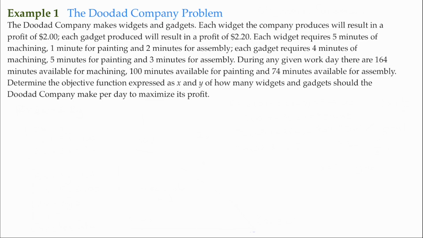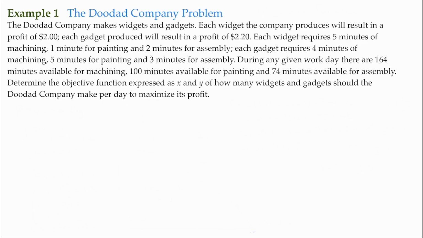During any given workday, there are 164 minutes available for machining, 100 minutes available for painting, and 74 minutes available for assembly. Determine the objective function, expressed as x and y, of how many widgets and gadgets the Doodad Company should make per day to maximize its profit.